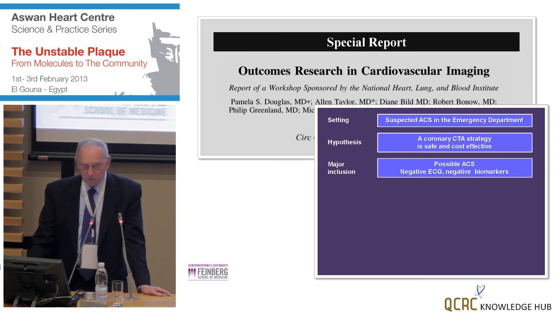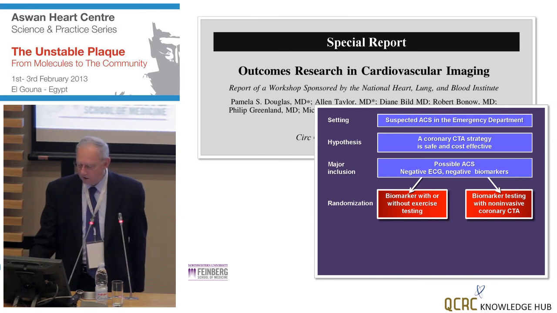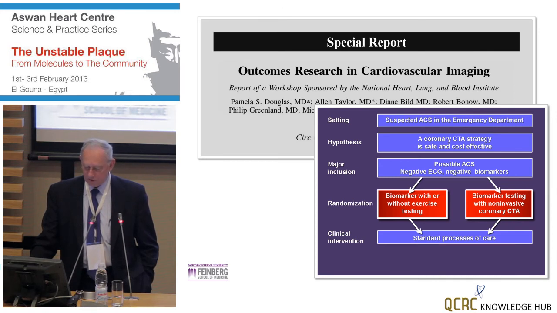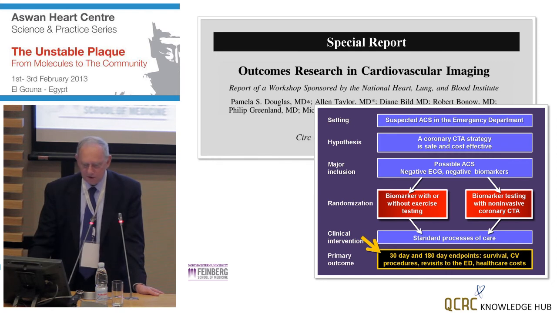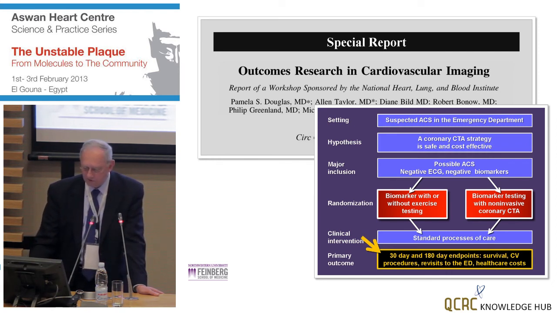We'd then take this patient group who has equivocal clinical findings, randomize them to a biomarker with or without exercise testing, a standard strategy, versus a biomarker with a non-invasive coronary CTA. We then take that information, allow the patients to have standard processes of care, and see what their outcome is at 30 days, 180 days, survival, procedures, revisits to the emergency room, healthcare costs.